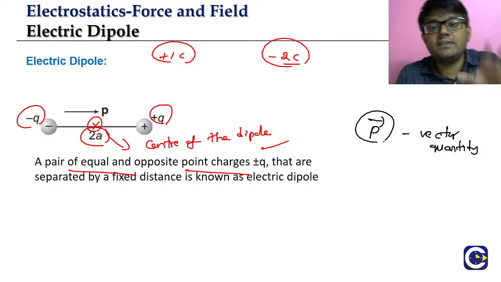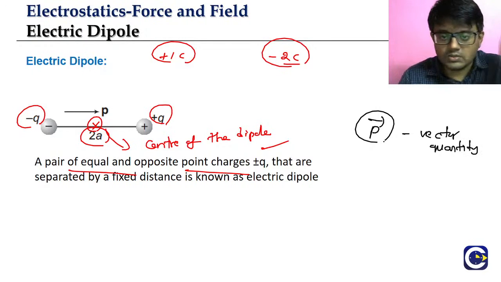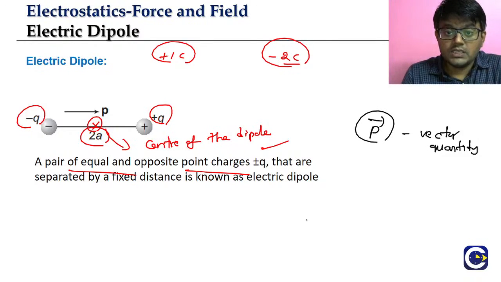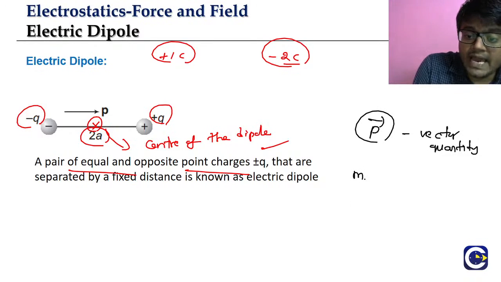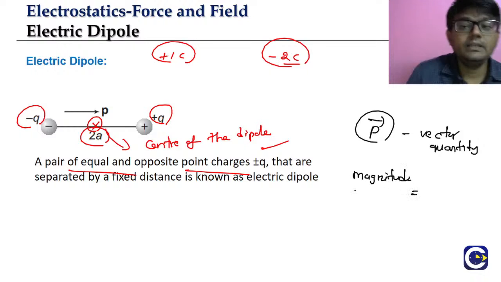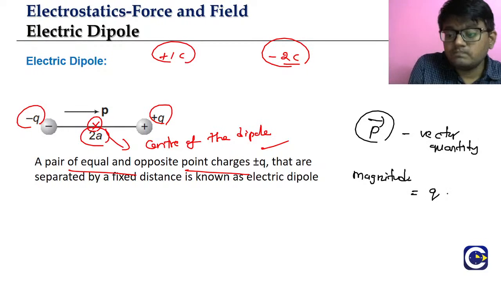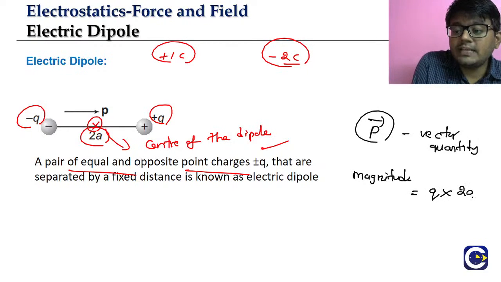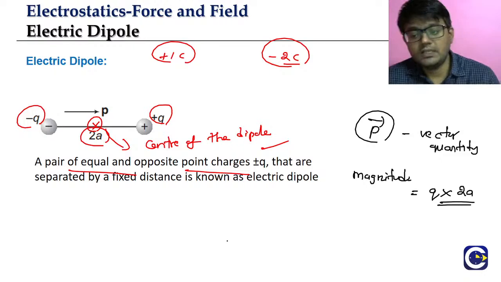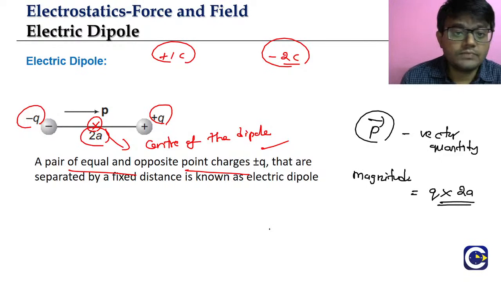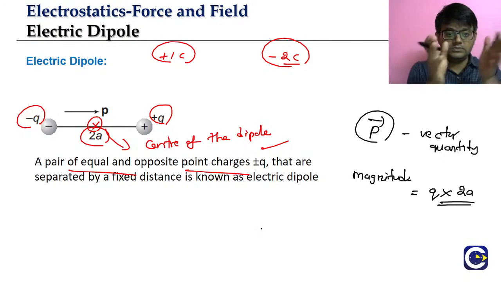How do we define any vector? We have to give the magnitude, and the madri we have to give the direction also. So the magnitude, right, of the dipole moment is given by the dipole charge, which is q, into the length of the dipole 2a. What is the magnitude of the dipole moment? Charge of the dipole q into length of the dipole.